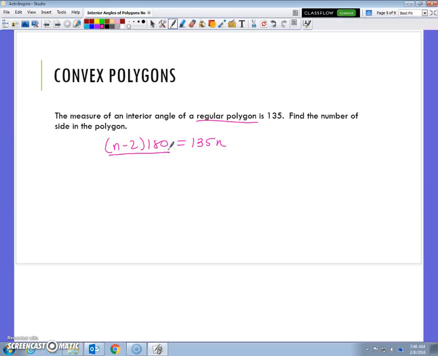This represents the total angle measure inside the polygon. Because it's a regular polygon, we know that however many vertices there are, it's that number times 135, because each one is worth 135. And so we can now solve our equation. Again, 180n minus 360 equals 135n. I'm going to manipulate this a little bit. I'm going to get all the n's together on the same side of the equation.